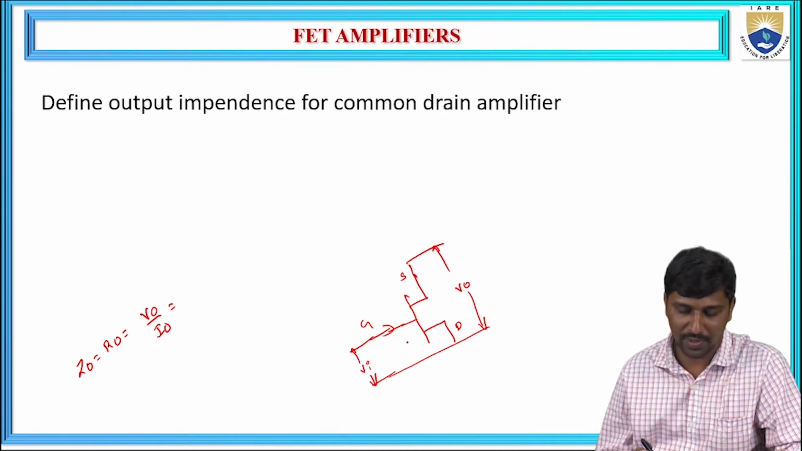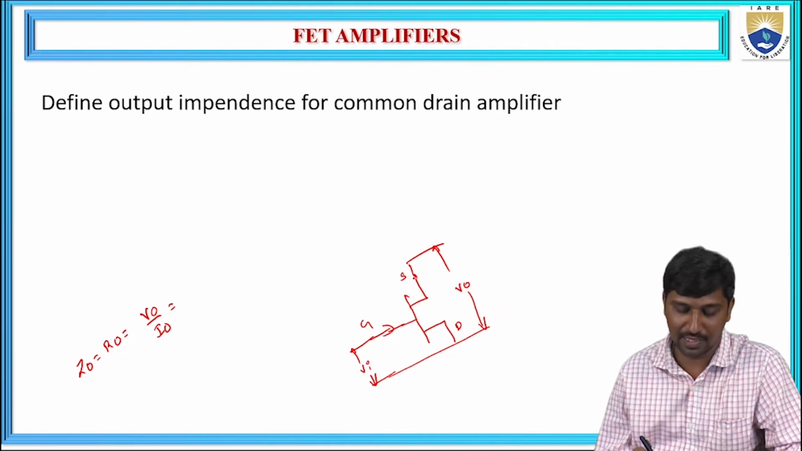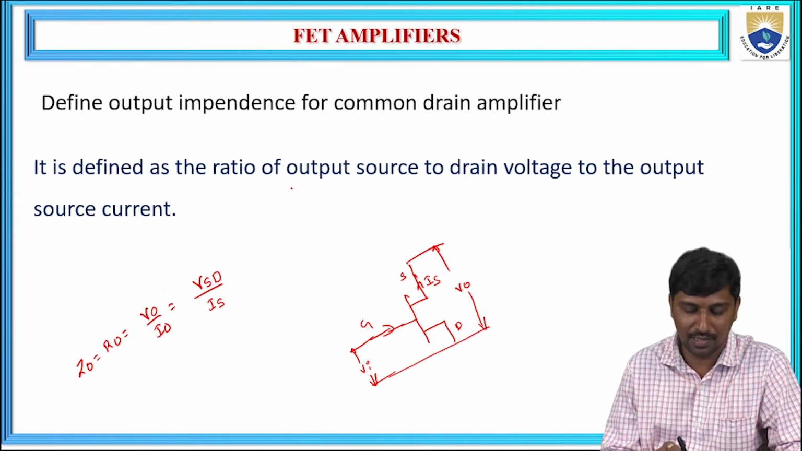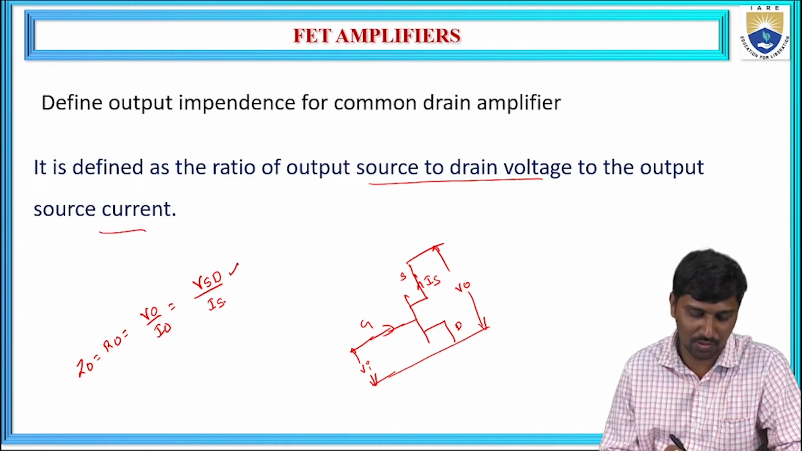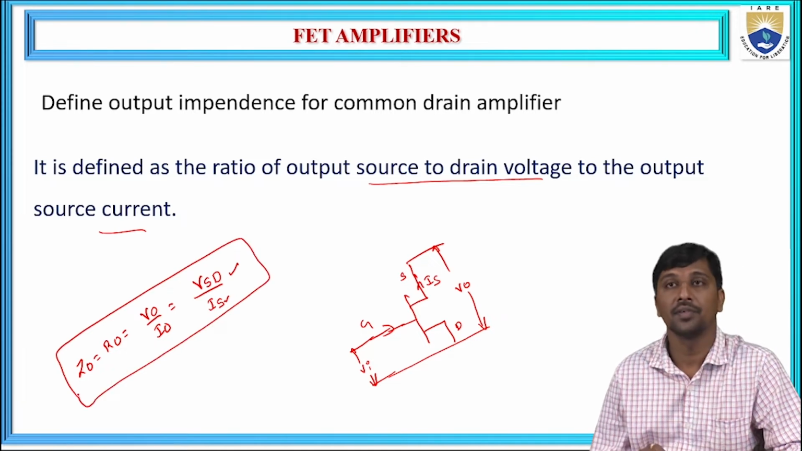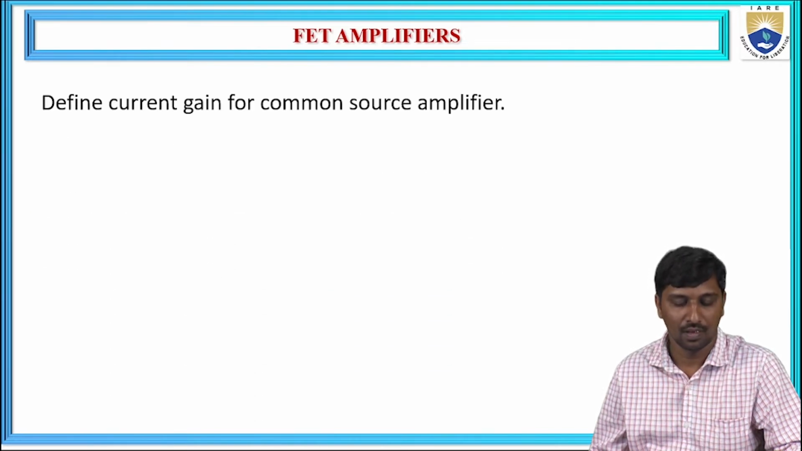So from this common drain amplifier, if you want to find out output voltage, the voltage is measured across the source terminal to drain terminal, and output current is IS. So the output voltage is represented as the voltage from source to drain terminal, and the source current, as you know, is IS. So it is defined as the ratio of output source to drain voltage to the output source current, that is IS. So this is output impedance for common drain amplifier.